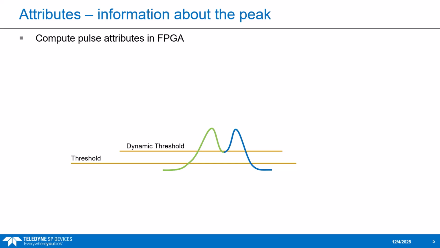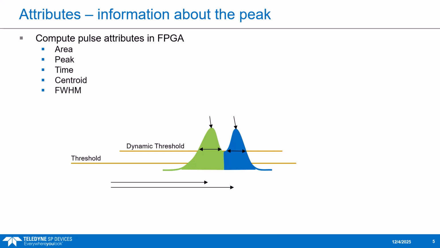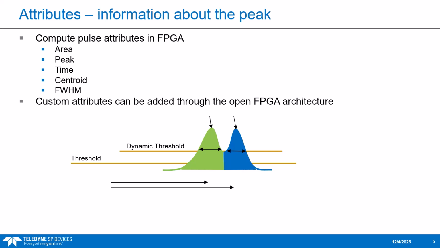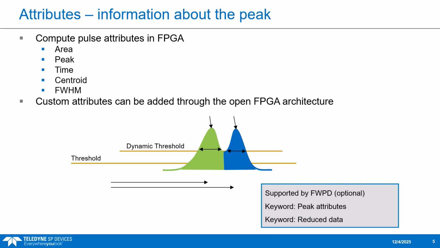The next step is to extract information about the peaks. These attributes are computed directly in the FPGA. For each detected peak, a set of standard attributes are calculated. This approach reduces the amount of data to send to the PC. If additional attributes are required, custom attributes can be implemented via the open FPGA architecture. The attributes calculation is part of the pulse detection firmware.